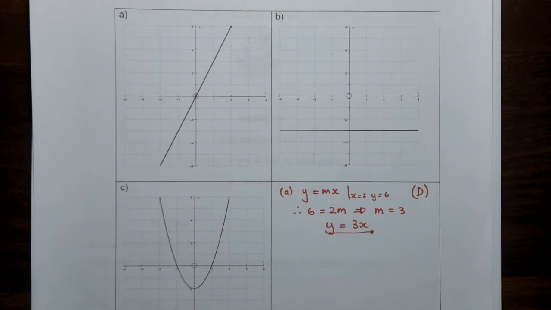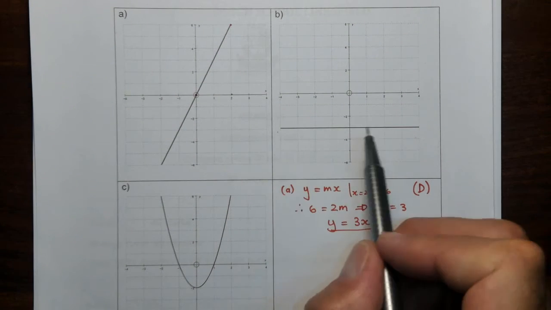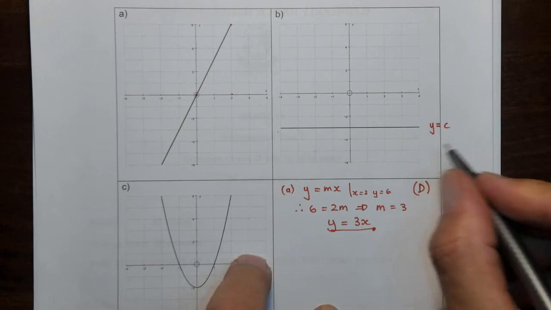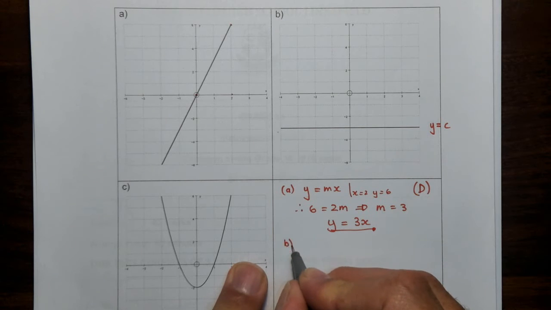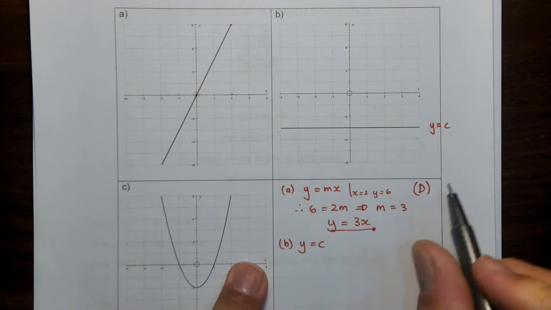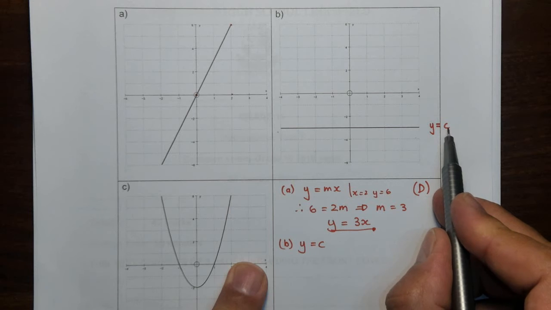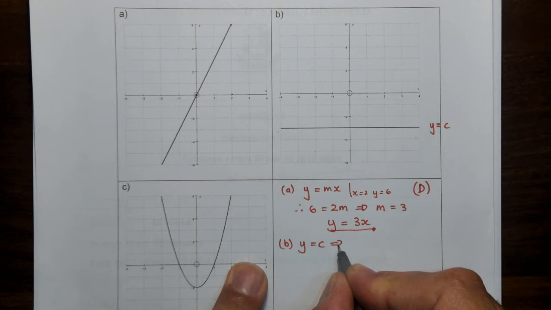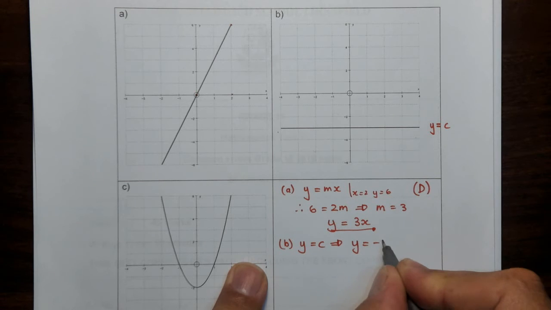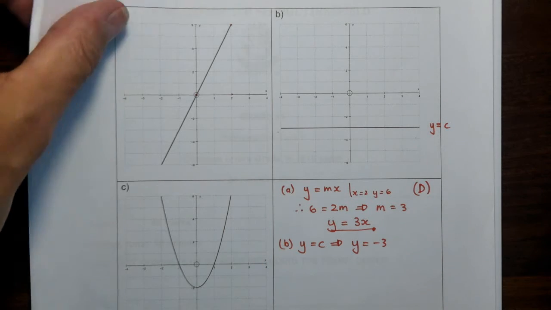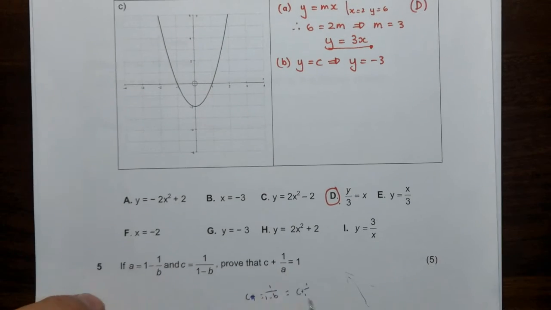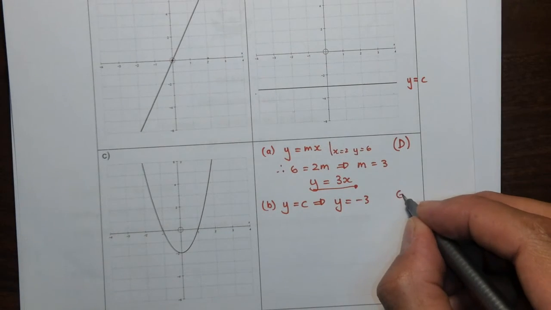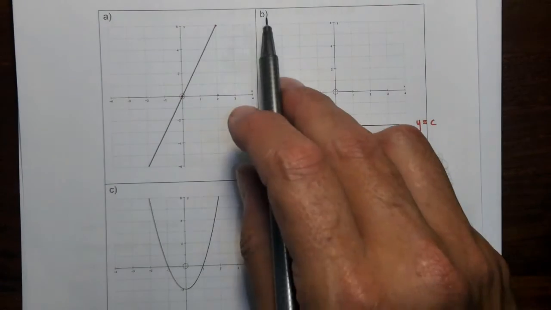Okay, let's look at B. Well, B is a horizontal line, and all horizontal lines have equations y equals c. So for B, I've got the equation y is equal to c because its gradient is 0, so m is 0. What is the c? The c is negative 3. So I'm looking for this equation amongst the collection that I was given. Now if I look at it, it's number G. Okay, so this matches with G, graph B.